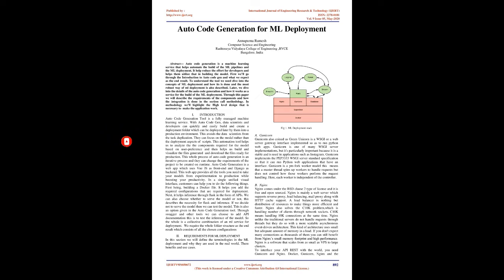Next, it helps with inference through Flask in the form of APIs. We can also choose whether to serve the model or not. This describes the necessity for Flask and inference. If we decide not to serve the model, then we can test the model. This is also an option given in the auto code generation tool. Through Swagger and other tools we can choose to add API documentation. This is to test the inference of the model. So the whole is a collective combination of an ML service for deployment. We require the whole folder structure as the end result, which consists of all the chosen configurations.